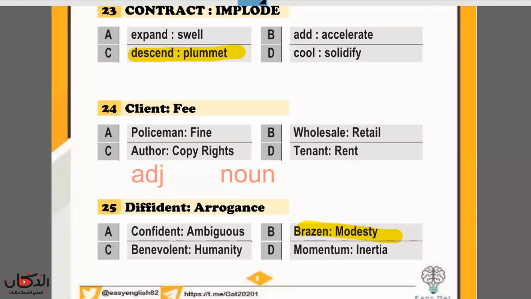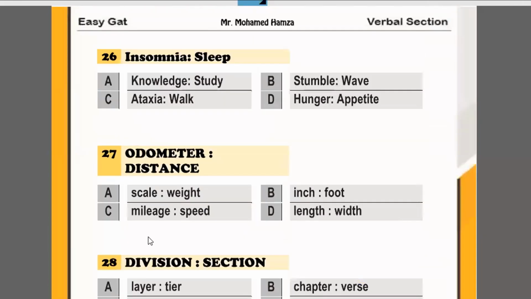Okay, let's move to 9. Who can read and answer? May I read? Okay. Insomnia, sleep. We have 4 choices. Is it D, hunger, appetite? Okay, first, can you think loudly? I mean, you remove the wrong answers, part of speech, and so on. So insomnia and sleep, they're synonyms? I mean opposite, sorry.